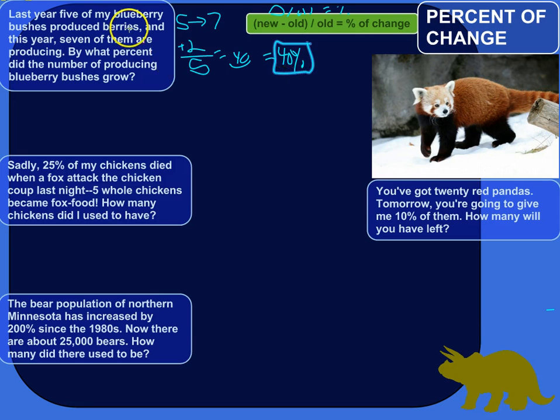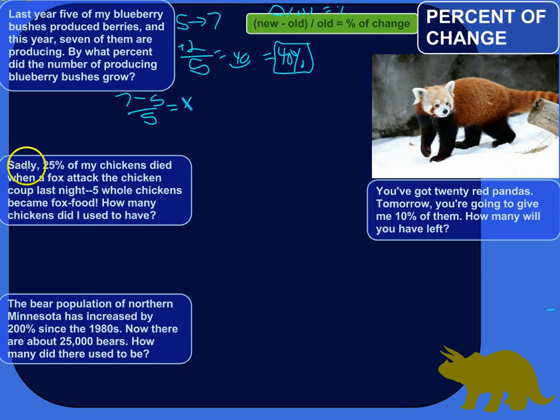Okay, let's keep going. So you see, I didn't really write out this new minus old business. I just intuitively knew it went up by 2. You could have written that out completely: if the new number is 7, the old number is 5, new minus old over the old is the percent. So 7 minus 5 is 2. 2 over 5 equals x. 2 divided by 5 is 0.4, and that's 40%.